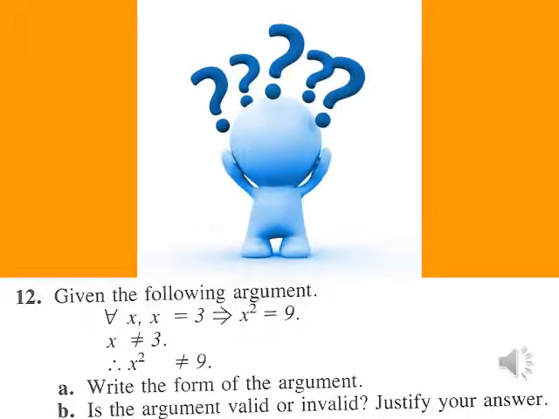So next up it says, given the following argument, for all x, x equals 3 implies x squared equals 9. Then x is not equal to 3, so the conclusion is x squared is not equal to 9. We're supposed to write the form of the argument and figure out whether it's valid or invalid.